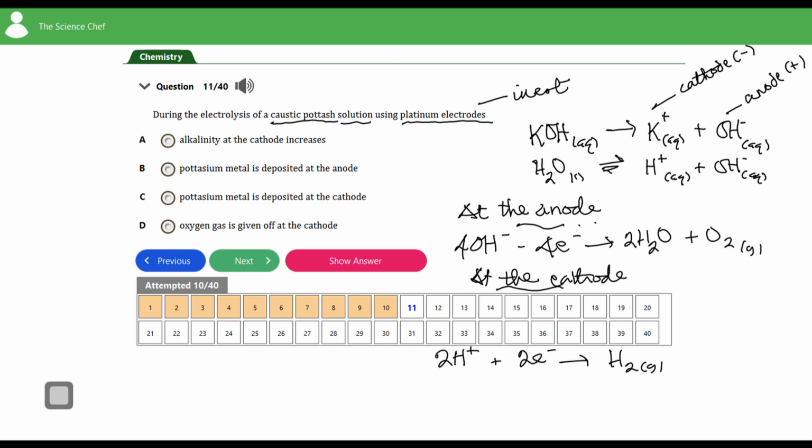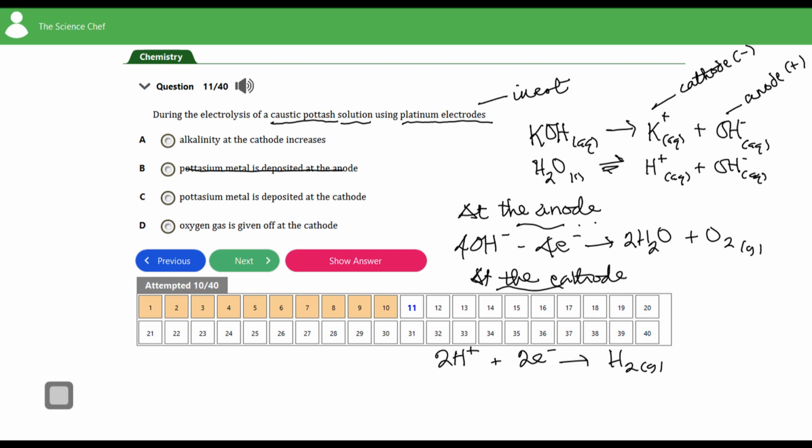Now let's come back to the options. We are told that alkalinity at the cathode increases. That's A. Well, we don't know yet. Let's look at option B. Potassium metal is deposited at the anode. Is it possible? No. Potassium can never be deposited at the anode, because the anode is positively charged, and the potassium ion is also positively charged. So there's no way the potassium ion can migrate to the anode. So option B is out completely.